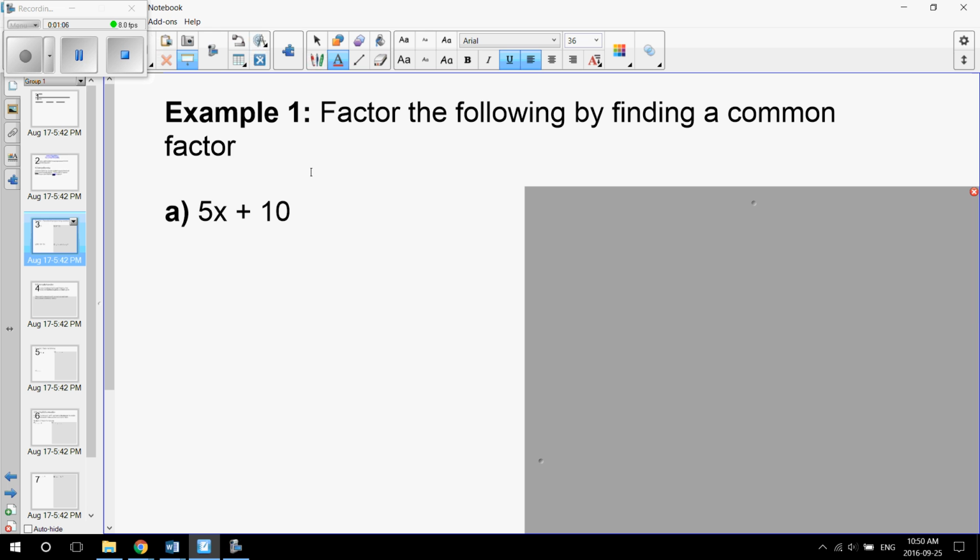So we're going to go through some examples. We're going to factor the following using a common factor, which is kind of what you did in the Bell work at the beginning of the lesson, where you found the biggest number or variable that you could pull out of the numbers. This time we're just going to take it one step further and actually factor that out of our expression. So we're looking at 5x plus 10. What is the biggest number or variable that we can take out of both of those terms?